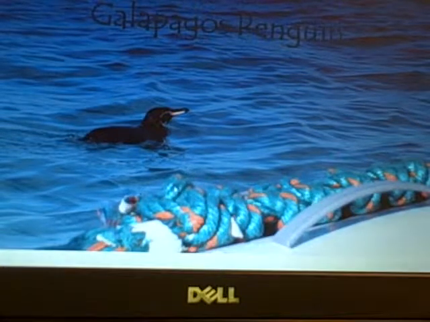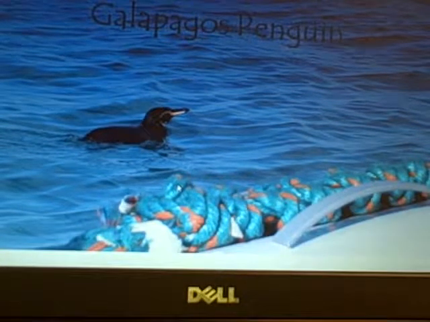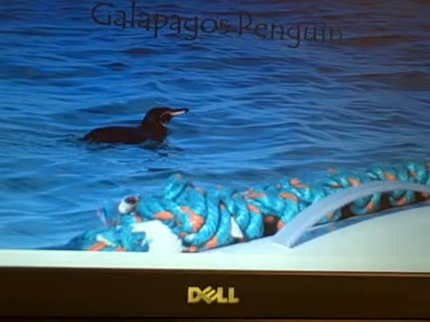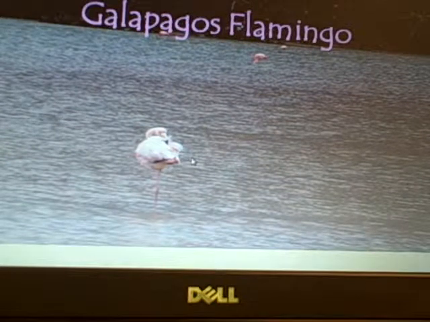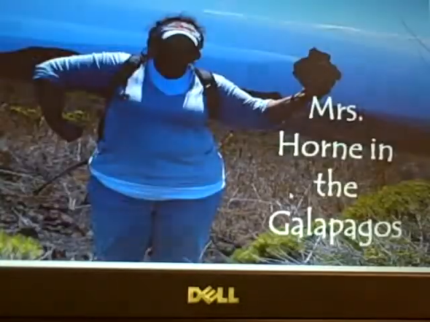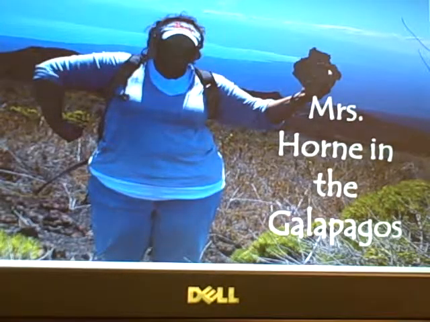Believe it or not, yes, there are penguins in the Galapagos. This is one. They are rather small compared to probably what you've seen at the zoo. But yes, there are penguins on the equator, as well as flamingos. So here's a couple of flamingos in one of the ponds. And there's me with a giant lava rock.